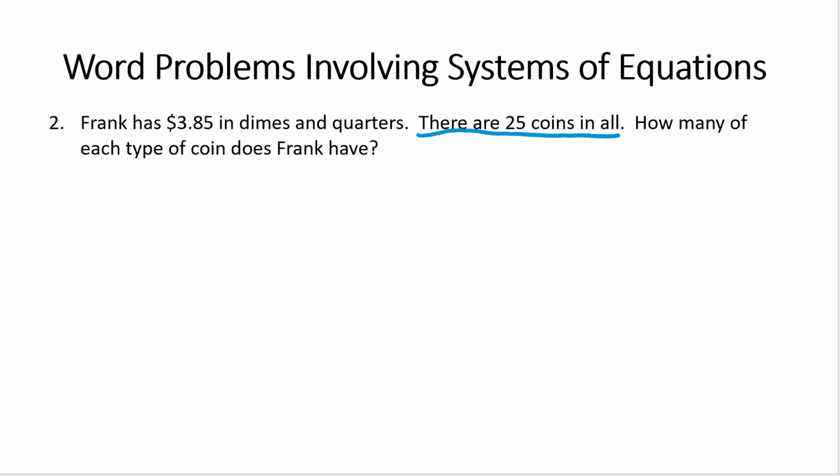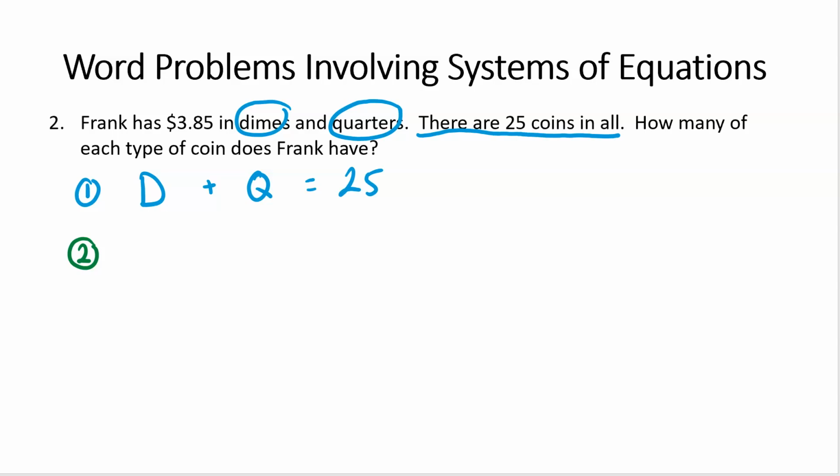There's 25 coins in all, and some are dimes and some are quarters. So let D be the number of dimes, Q be the number of quarters. So my first equation can be the number of dimes plus the number of quarters equals those 25 coins. The second equation can deal with how much all of this is worth.